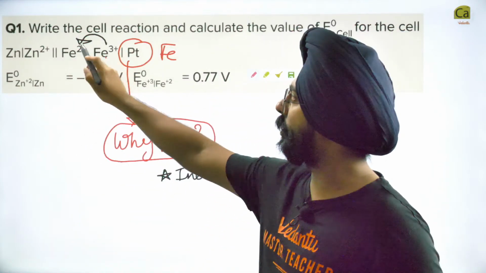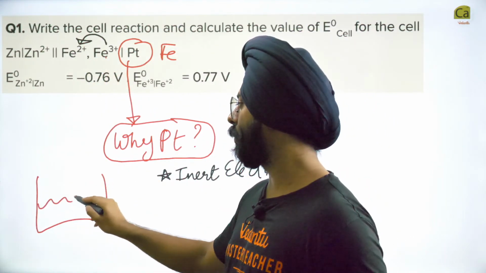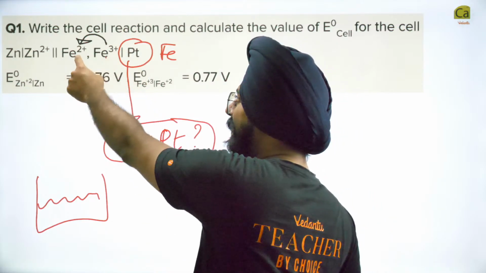Okay? Since Fe3 positive and Fe2 positive both are aqueous in nature, none of these can act as the electrode.